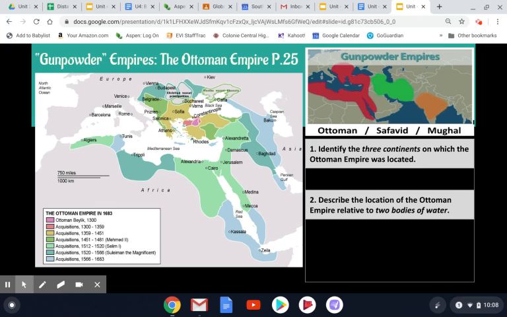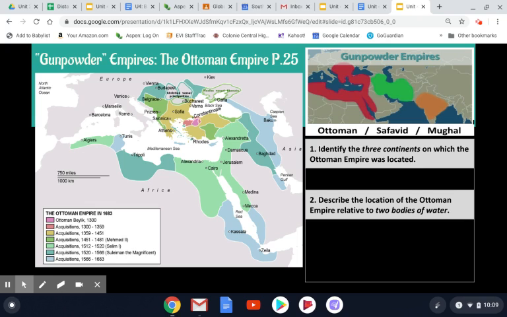So identifying the 3 continents on which the Ottoman Empire was located. If you look at the map, always take a look at the key first. It'll just give you some context, a sense of what it is showing you. So as these colors change, this is the territory that the Ottomans controlled as time went on, under different rulers and under different decades in their era. So the Ottomans are beginning in kind of what we call like modern day Turkey, right around here, very close to the capital of the Byzantine Empire, Constantinople. And then they will expand outward from there as time goes on.